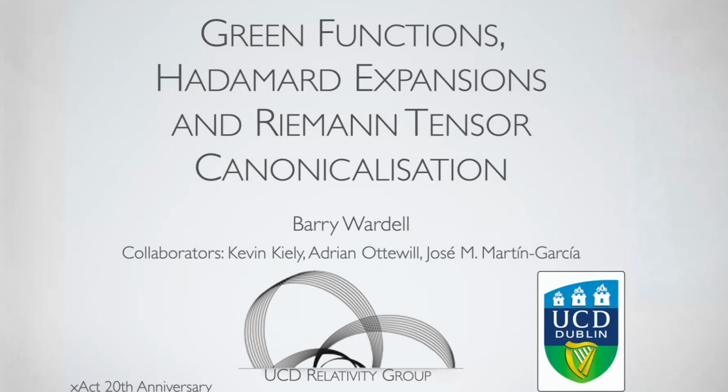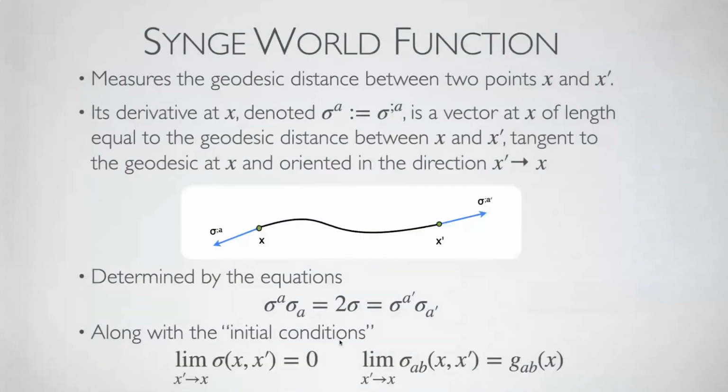So I've denoted those vectors here by the blue arrows. This world function sigma satisfies a fairly simple equation: 2 times it is equal to the contraction of its derivative with itself. So sigma_A sigma^A is 2 sigma. And you can think of these as equations which also have initial conditions. The initial conditions are that the distance between 2 points when you bring the points together is 0, and that the second derivative of the distance between the 2 points, as you take the limit of the points going together, is just what we mean by the metric. So that's the world function. It measures distance between points.